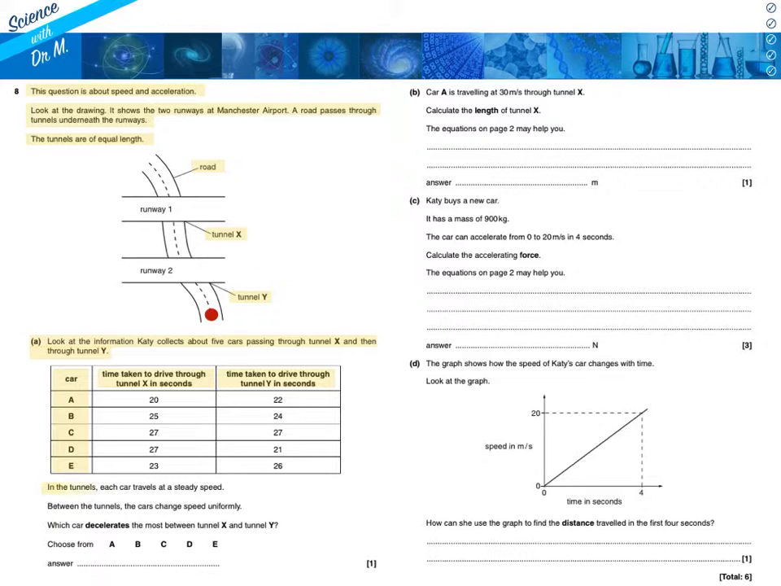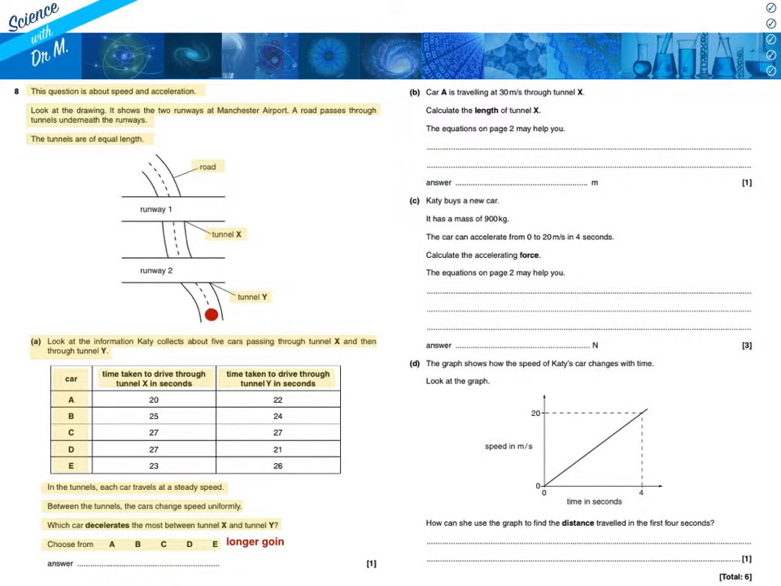So in the tunnels, each car travels at steady speed. Between the tunnels, the cars change speed uniformly. So they might accelerate or they might decelerate, okay? And you can tell that by whether they are taking longer or shorter time to go through the second tunnel. Which car decelerates the most between tunnel X and tunnel Y? Choose from A, B, C, D and E.